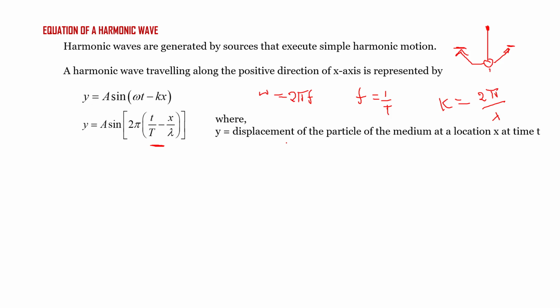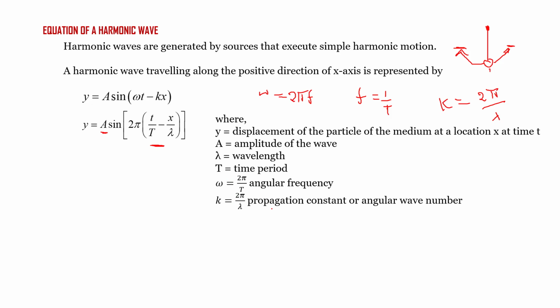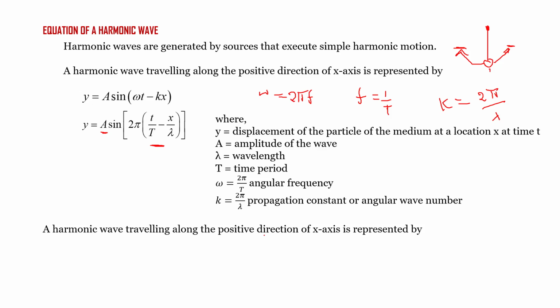Here y is the displacement of the particle of the medium at location x at a time t, a is the amplitude of the wave, lambda is the wavelength of the wave, T is the time period, omega is the angular frequency, and k is the propagation constant, or angular wave number. The harmonic wave traveling along the positive x direction is represented by this expression.